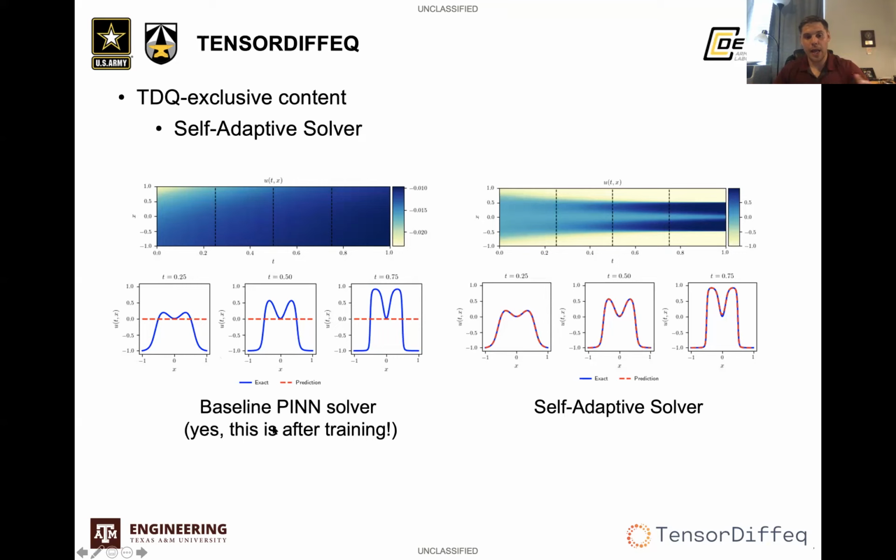And here is an example of using it. We'll actually run through this example later, so you can see how to use it. This is the baseline PINN solver. It is after training, believe it or not. So you can see here, as the last plot, the exact solution is right on top of the prediction.